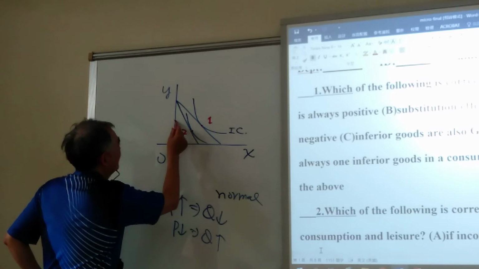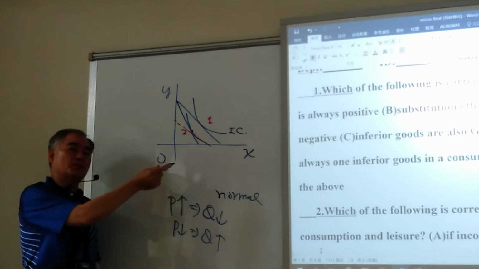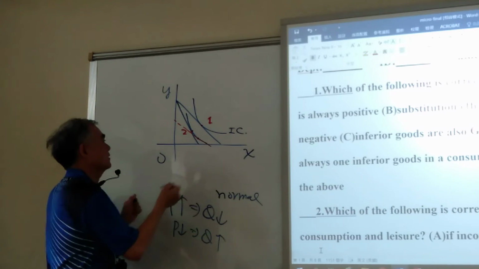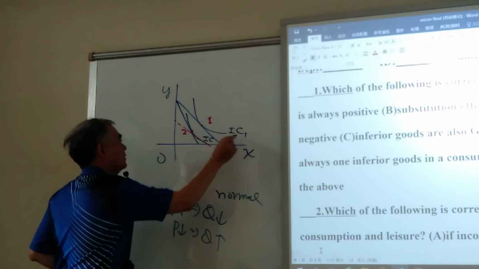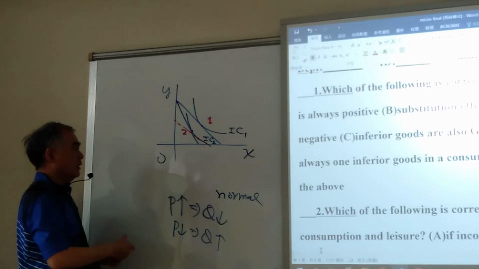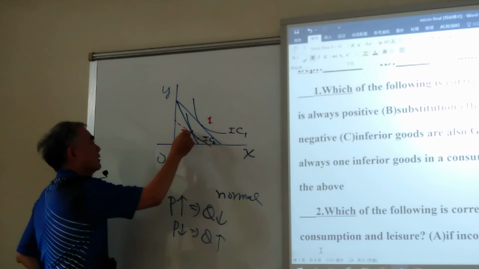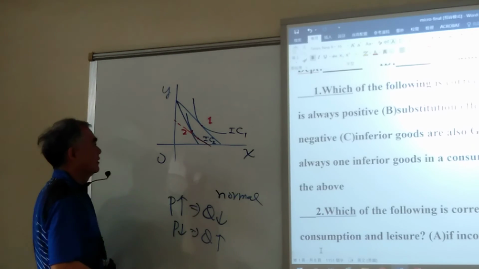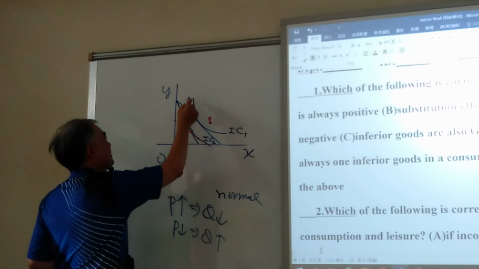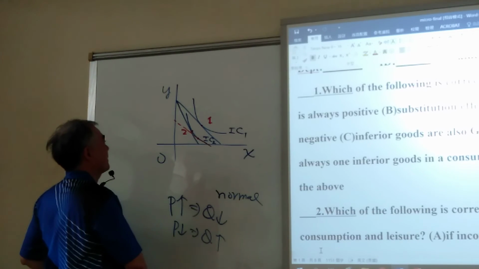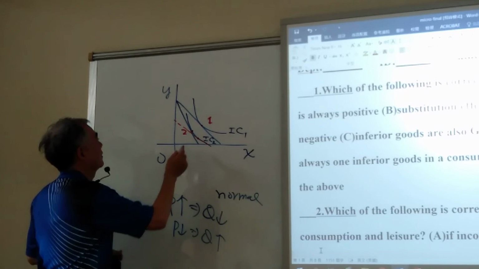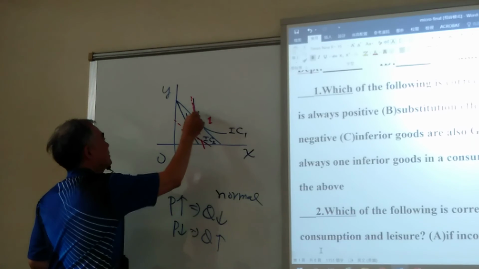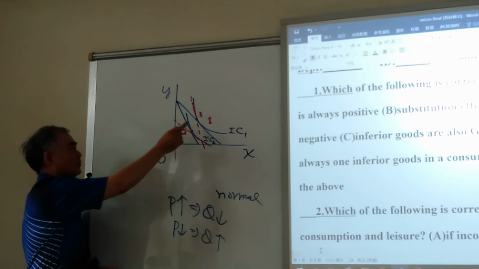So we have a new budget line tangent to this indifference curve. So this is indifference curve 1, this is indifference curve 2. And because the price goes up, right? Sorry, I drew it in the wrong direction. It should be here. So this point 3 should be here. Sorry, point 3 should be here.